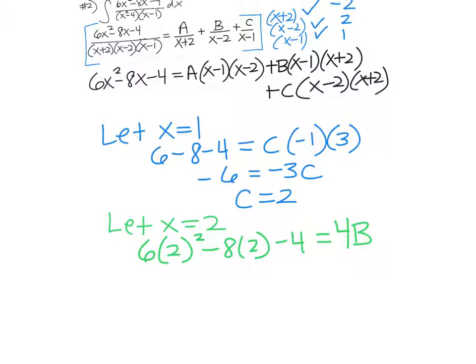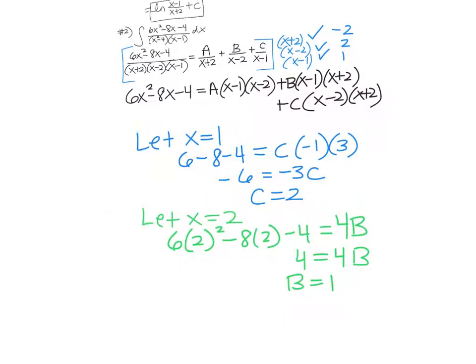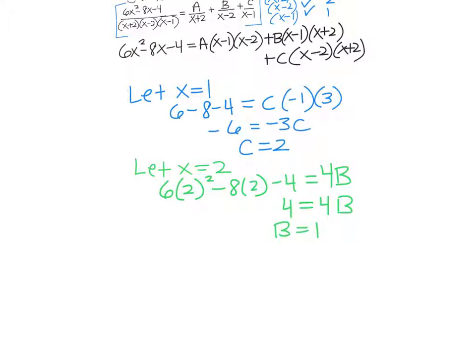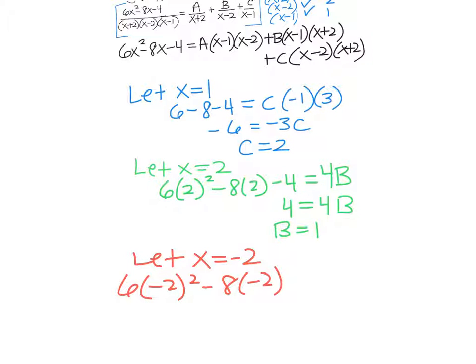Okay, and you can plug that into your calculator if you need to. 24 minus 16 minus 4 is 4. Yeah, 4 equals 4b, so b equals 1. Okay, and then we're finally going to let x equal negative 2 now. And so you plug 6 times negative 2 squared minus 8 times negative 2 minus 4.